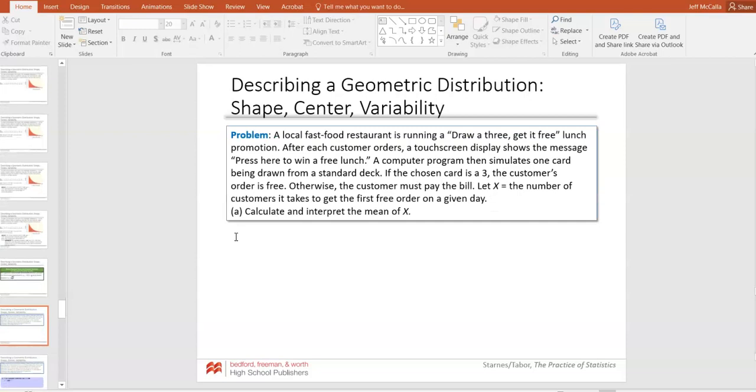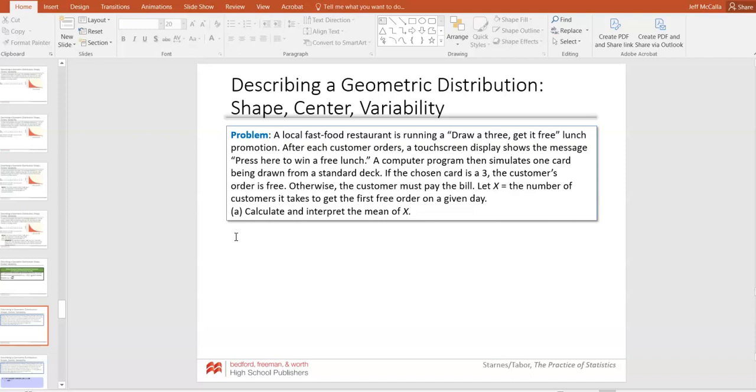Local fast food restaurant is running a draw 3, get a free lunch campaign. We talked about this a few minutes ago. Calculate and interpret the mean of X. In this case, this does seem geometric, right? Because you keep on going until the customer must pay the bill. So how many customers does it take until you get the first free order? So that word first is a key that is geometric, assuming all the conditions are met.